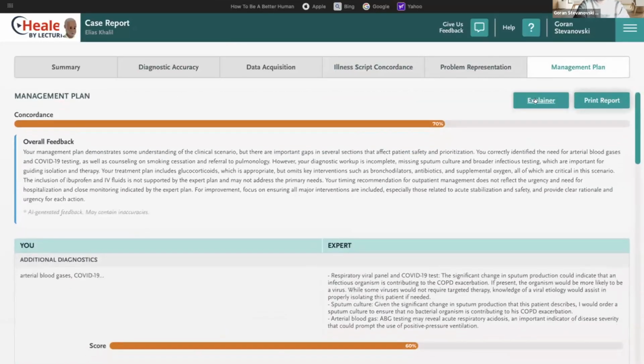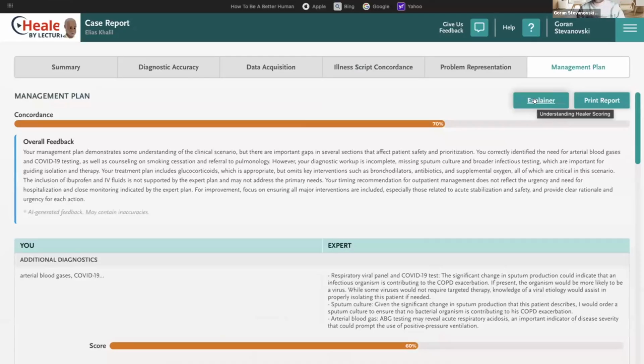Now, you could print the report and there is an explainer, and the explainer tells you how all of these numbers, how this concordance of 70%, how do we get to that? What is the platform using in the background to get us to this place? So as you can see, we went through this entire case, and we are good with time, and there's enough time for you to ask questions.